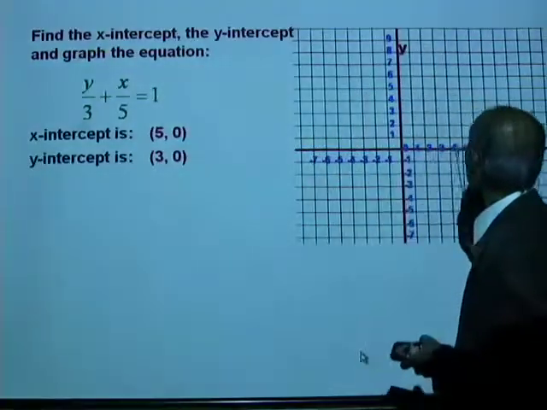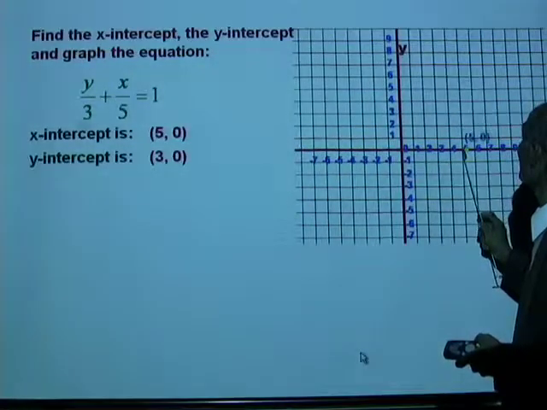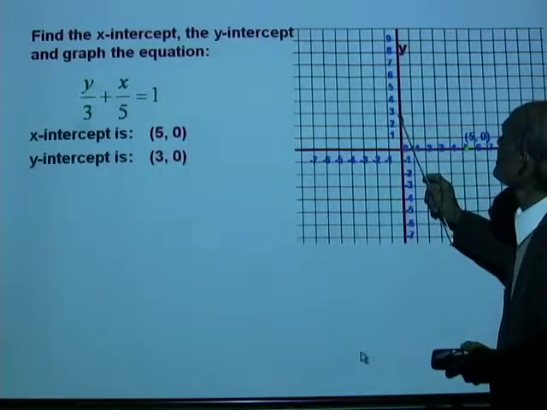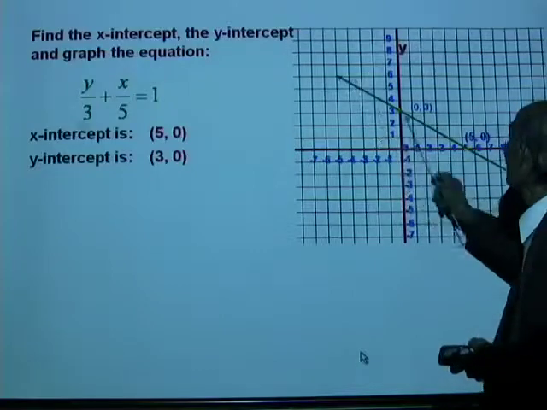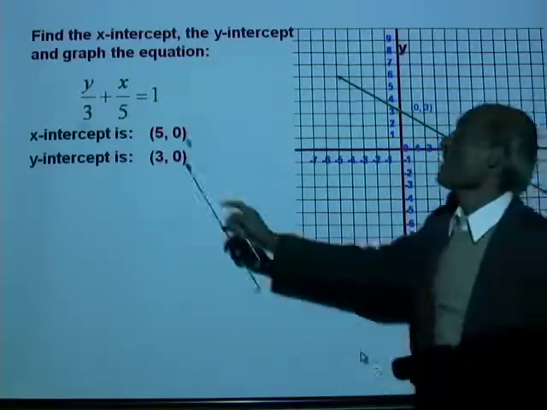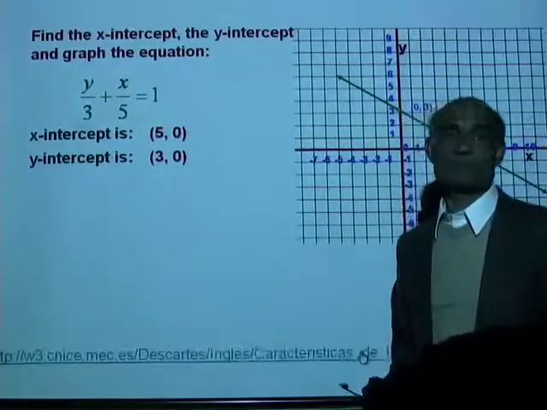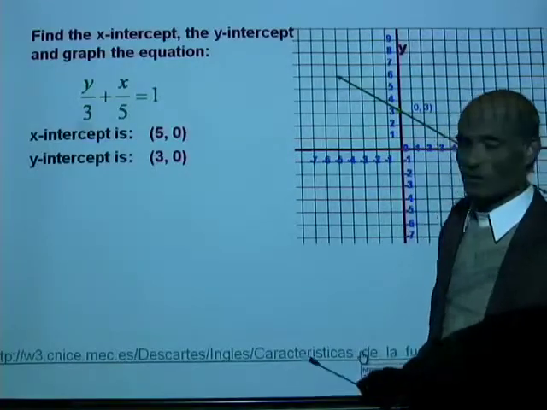Now, the x-intercept is (5, 0). There you are. And the y-intercept is (0, 3). And therefore, this is the graph of that equation. All right?